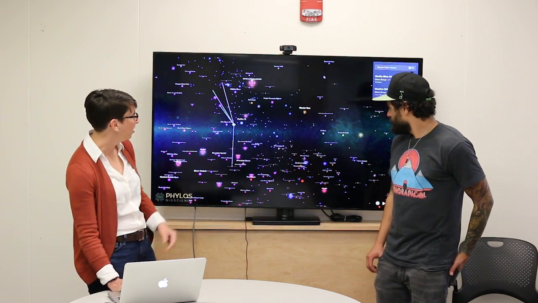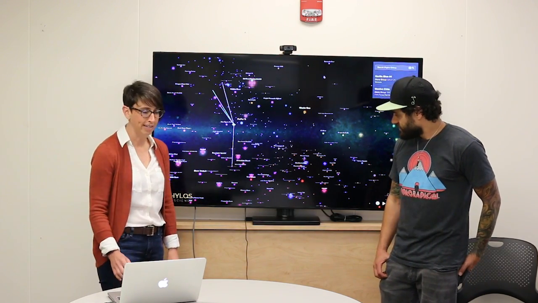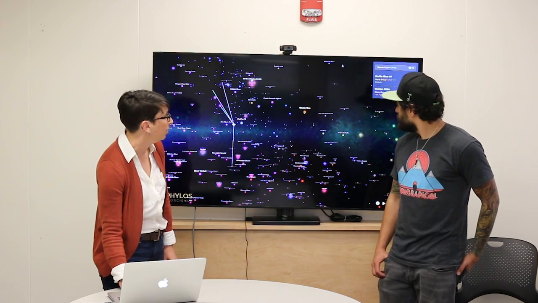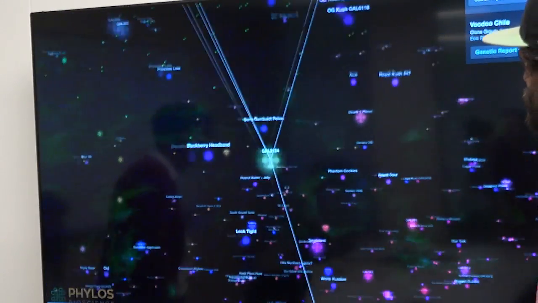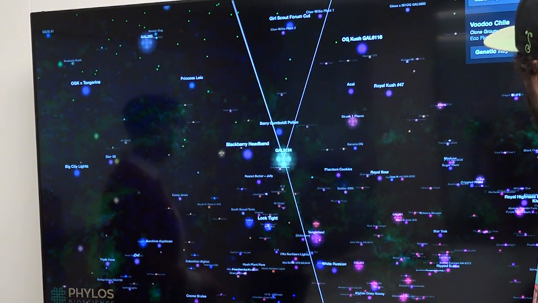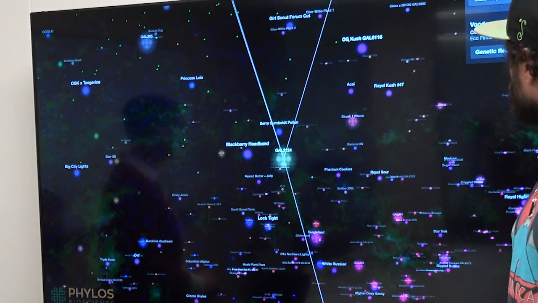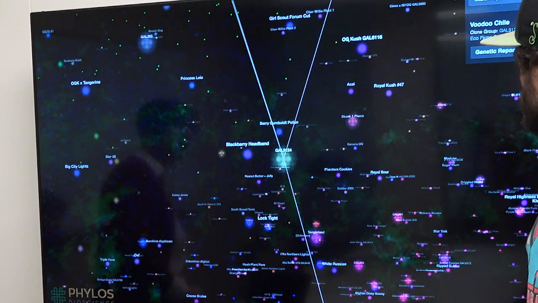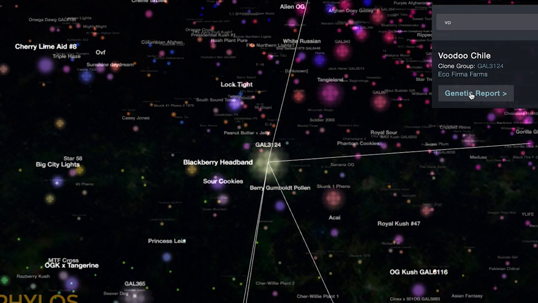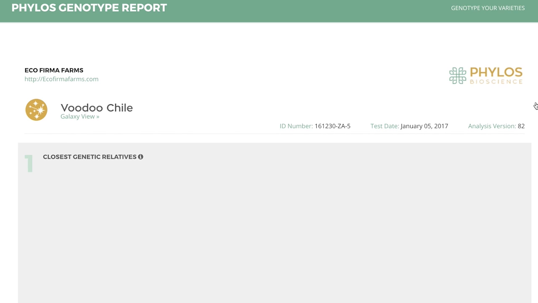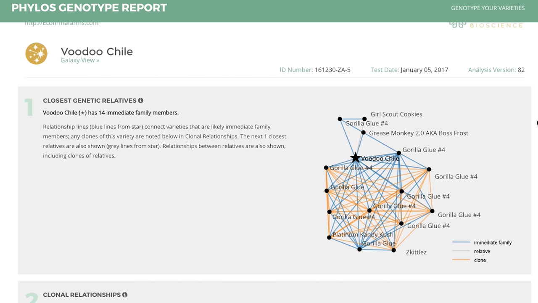Yeah, so in addition to placing your variety on the galaxy, we also tell you some information about the variety that you've sent in. So here we're locating a sample from Ecoferma Farms that's called Voodoo Chili. And we have a genetic report that tells you about the closest relatives of Voodoo Chili.